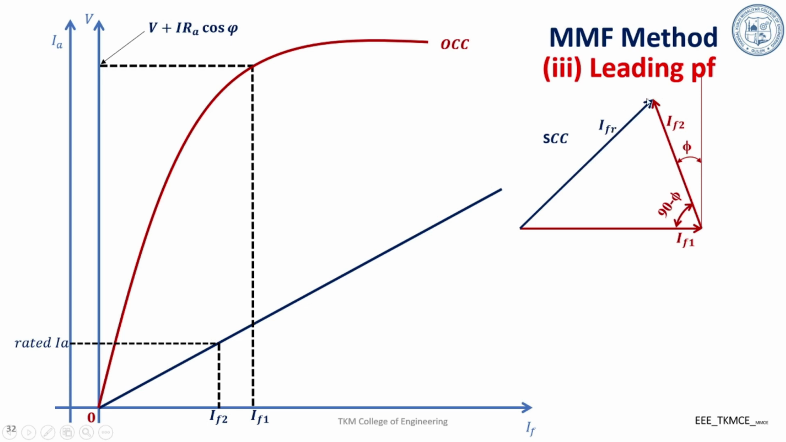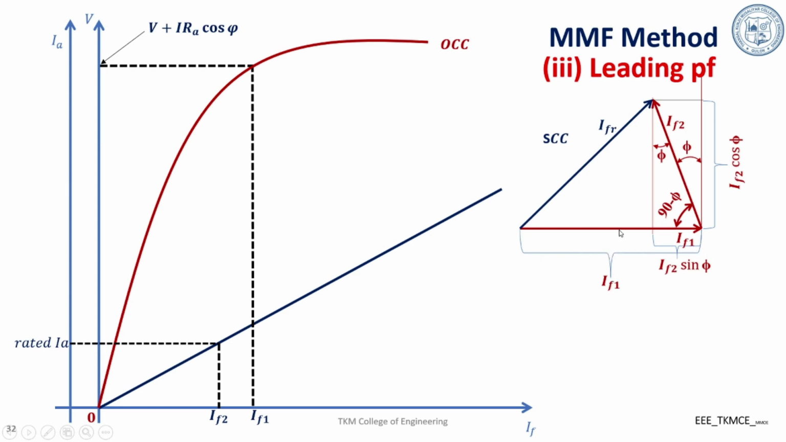Now from the tip of the IFR phasor, draw a line which is perpendicular to the IF1 phasor. This angle is 90 degrees, which forms a right angle triangle like this, where IF2 is its hypotenuse. As this angle is phi, this angle is also equal to phi. So this portion becomes IF2 sin phi, and this portion becomes IF2 cos phi. This part is IF1.